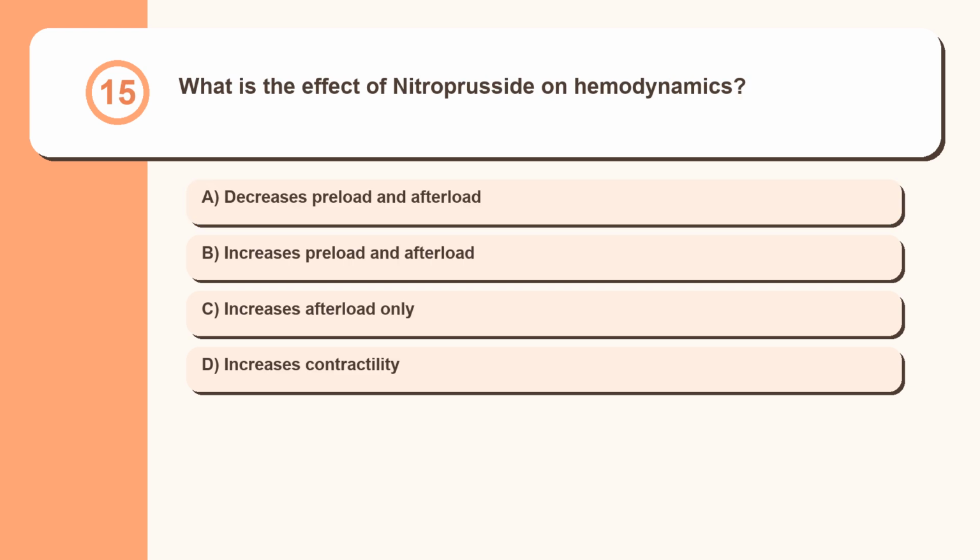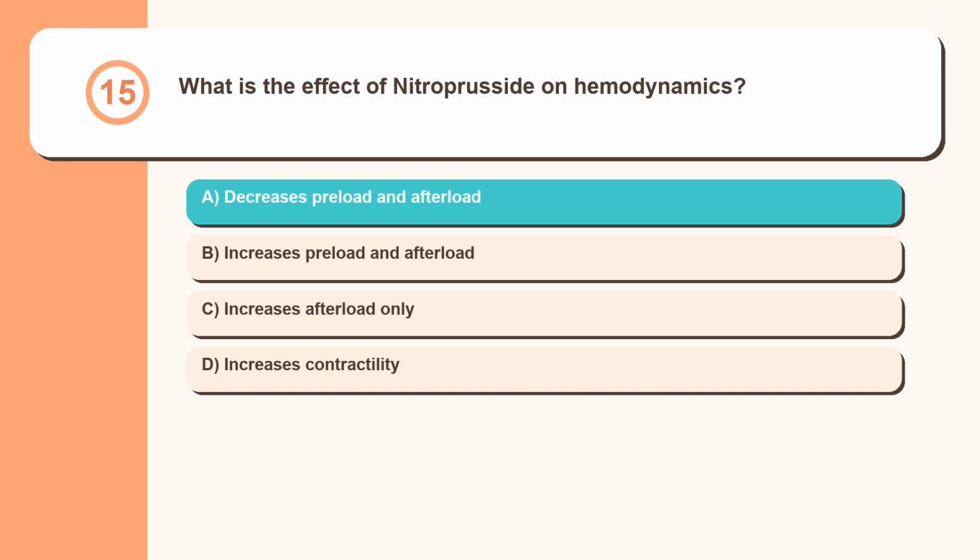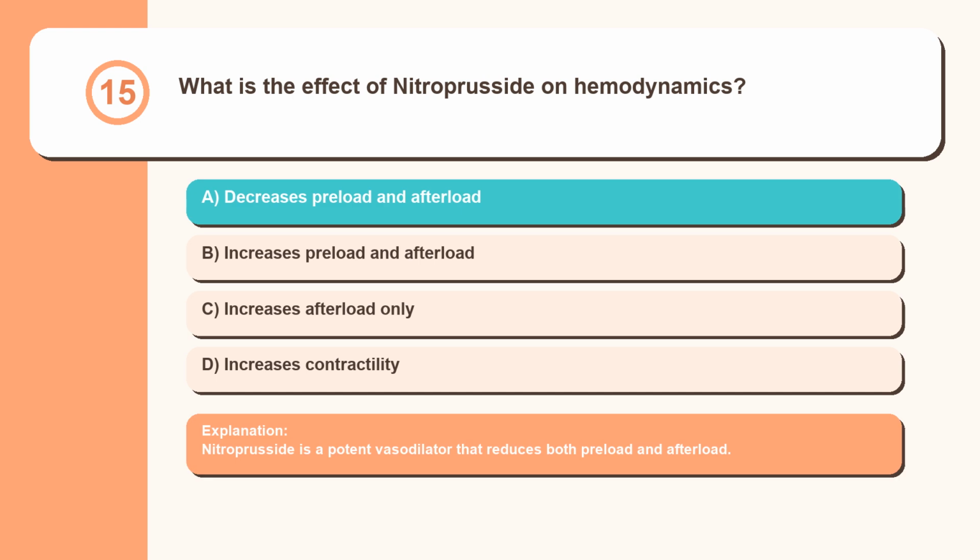Question 15. What is the effect of nitroprusside on hemodynamics? Decreases preload and afterload. Increases preload and afterload. Increases afterload only. Increases contractility. Nitroprusside is a potent vasodilator that reduces both preload and afterload.